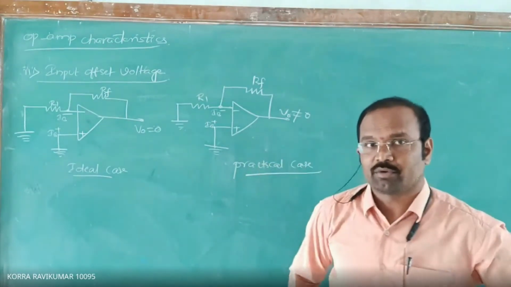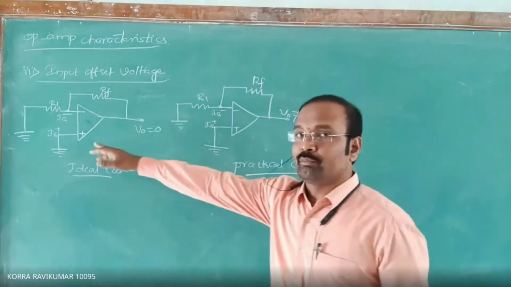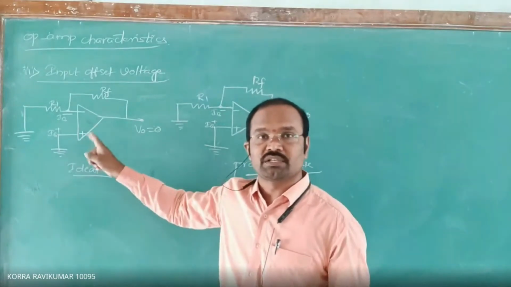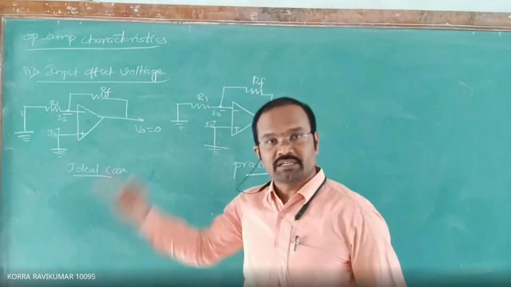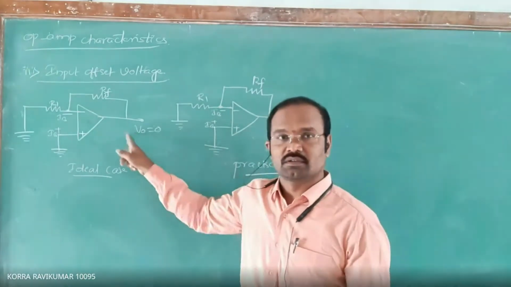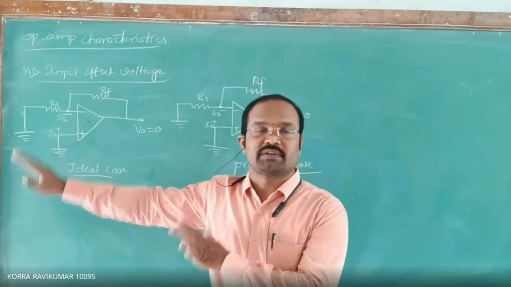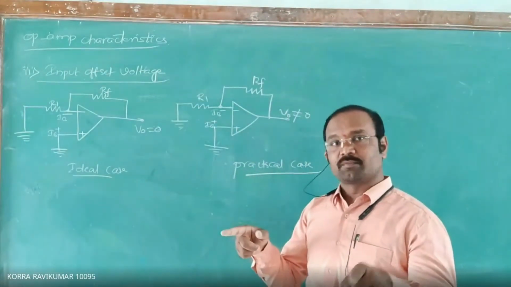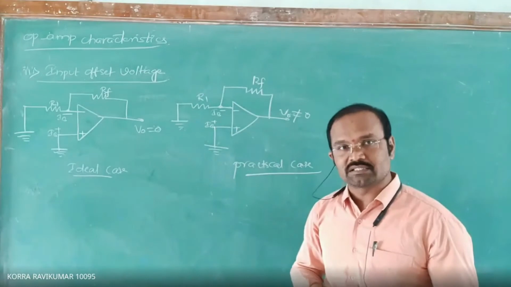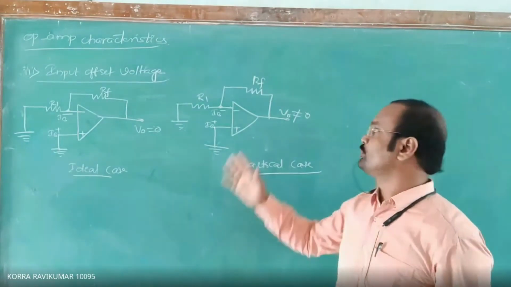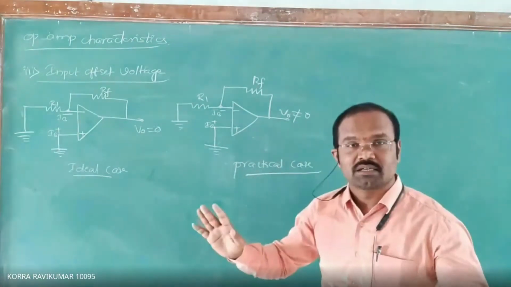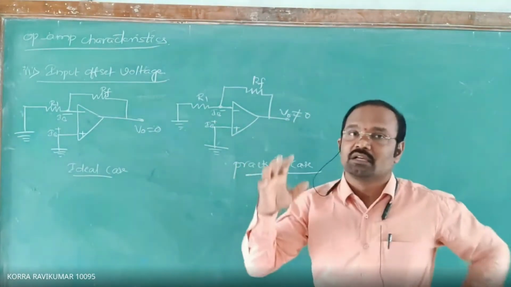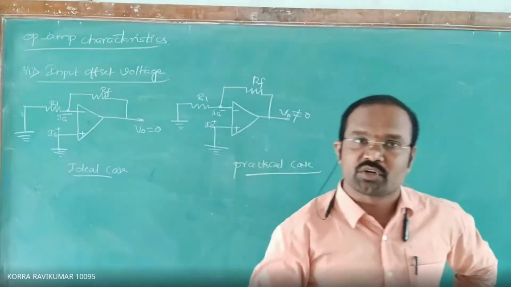Is it clear? Are you getting my point? Whenever both input terminals are connected to ground, for the ideal case the output voltage must be zero, and it is zero here. So this is the ideal case. But when you come to the practical case, whenever you connect both terminals of the op amp to ground, output must be zero, but your output is not coming zero. It means you are getting some kind of output response.